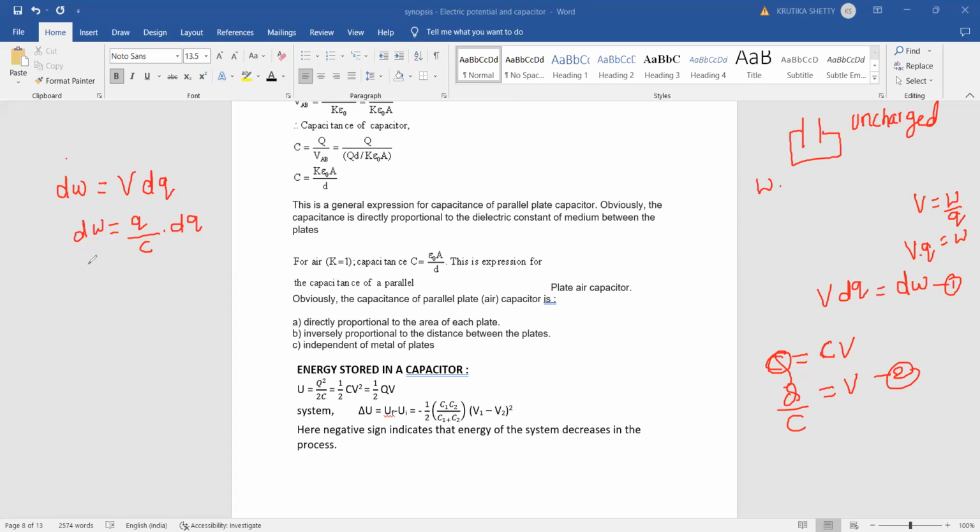What I want to do is calculate the total work done. So to calculate the total work done, can anyone tell me what I can do with this equation 1? Total amount of work done, calculate. So integration we do. So it is integration of dW is equal to integration of Q by C into dq.